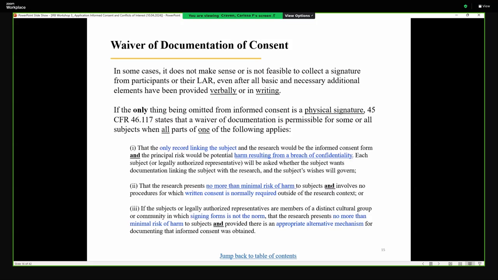The second choice is probably the most common that I've seen. It's in situations with no more than minimal risk of harm, where the procedures, in any other situation besides research, don't need a signature. And I'll go into examples of that since it is the most common. And the third is if you are doing research with members of a cultural or community group where signing forms is not their norm, but it does still have to be no more than minimal risk of harm, and some sort of alternative mechanism does need to be presented for documenting that it took place.